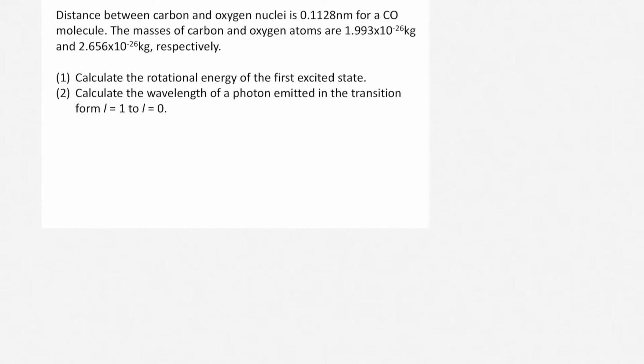In this practice, the distance between the carbon and oxygen nuclei is 0.1128 nanometers for CO molecules, carbon monoxide. The masses of the carbon and oxygen atoms are 1.993 times 10 to the minus 26 kilograms and 2.656 times 10 to the minus 26 kilograms. The first question is to calculate the rotational energy of the first excited state.